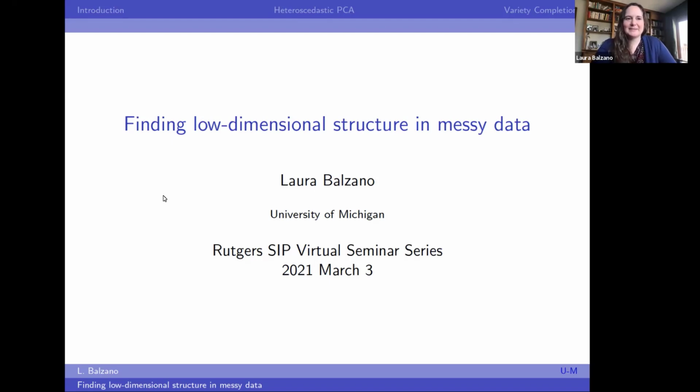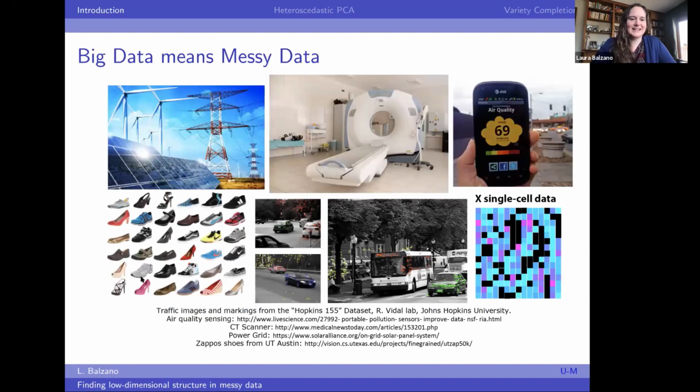So yes, my talk today is going to focus on a couple of different works that I have done recently on finding low-dimensional structure in messy data. When I talk about messy data, I am referring to a wide variety of challenges that we see in real data problems.